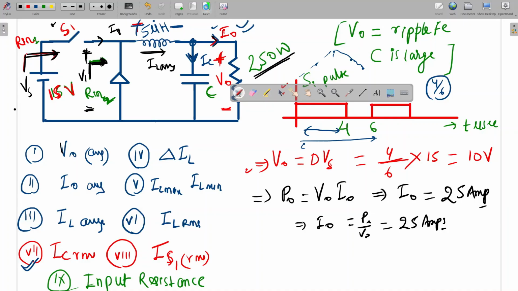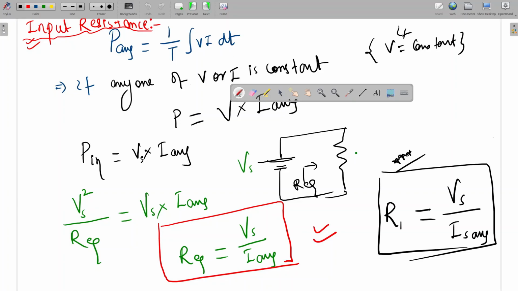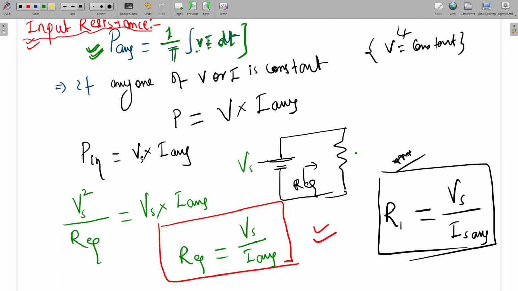Actually, in the last class I told you that we have to take the RMS value, but we should not consider the RMS value. I will explain why. For any two waveforms, the average power formula is given by P average equal to 1 by T integral of v(t) i(t) dt, voltage function times current function. Everyone knows this basic average power formula. Is it clear?